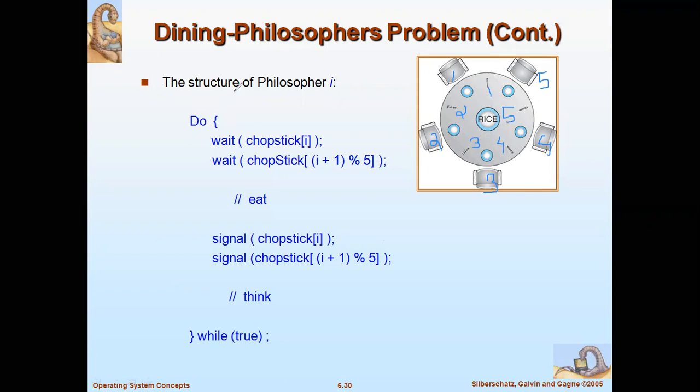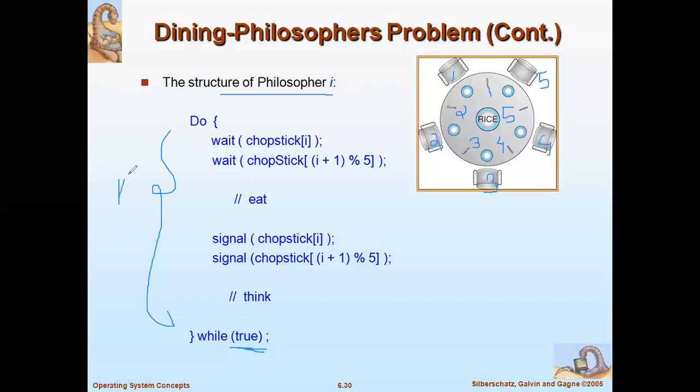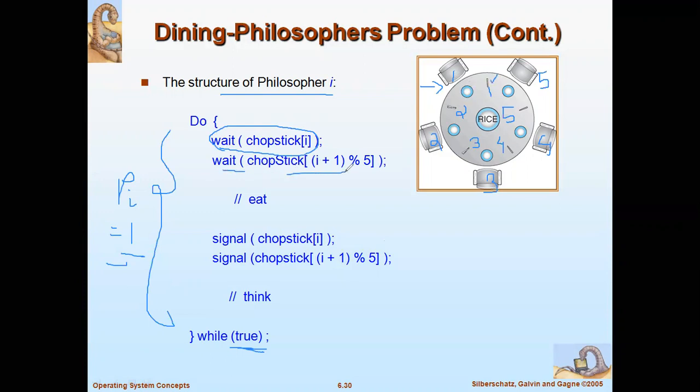Now here, this is with respect to a philosopher I. So this is the infinite while condition. Let us consider the philosopher I to be the first philosopher, this philosopher. When the philosopher I is hungry, he wants to grab his left chopstick first and then his right chopstick. So he will grab his left chopstick first, that is chopstick of 5, which is this chopstick. Next, he will try to grab his second chopstick if it is free.